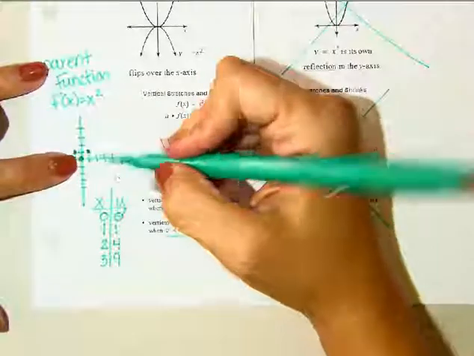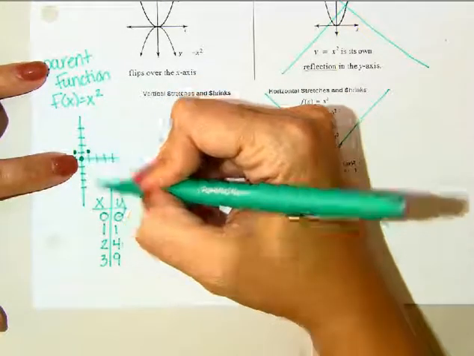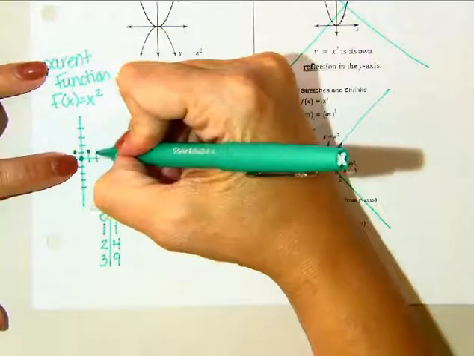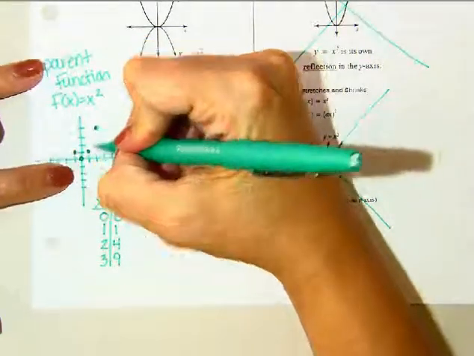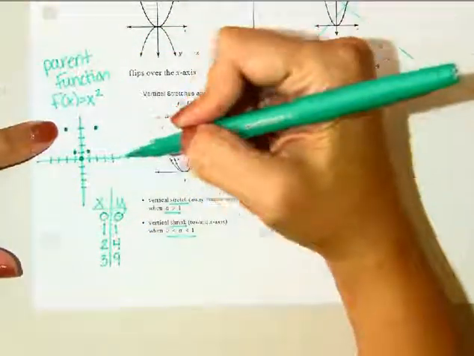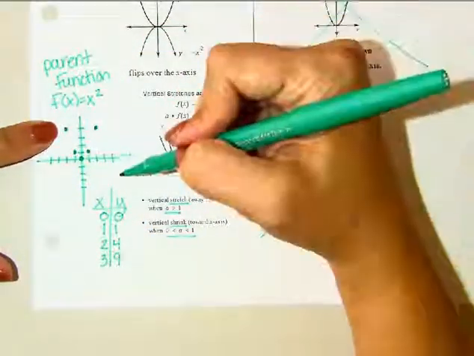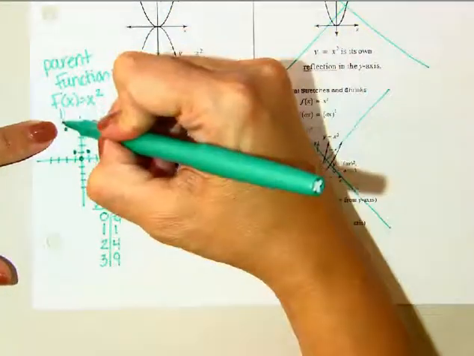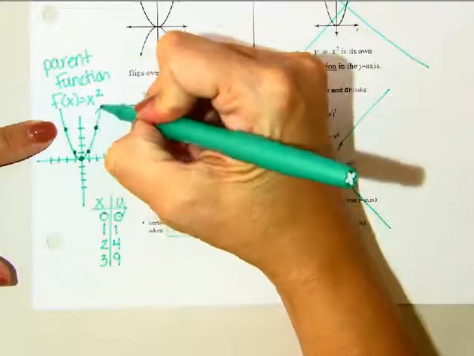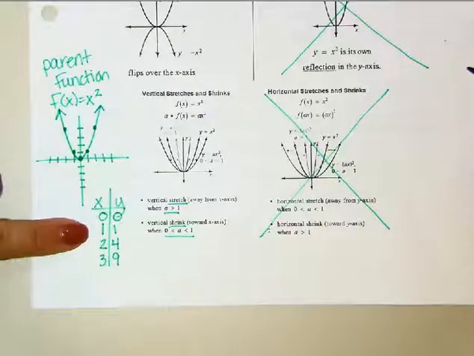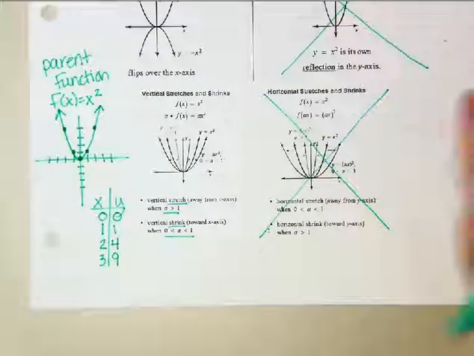And then I start again at that vertex, that starting point, and now I'm going to go right 2, up 4. Right 2, up 4. And I mirror it. So I also go left 2, up 4. And then if I would have given myself more space, I would have gone right 3, up 9, and left 3, up 9. But I didn't really give myself that space here, but there is what the parent function should look like. Those are the points of the parent function. No shifts and no stretches or shrinks.